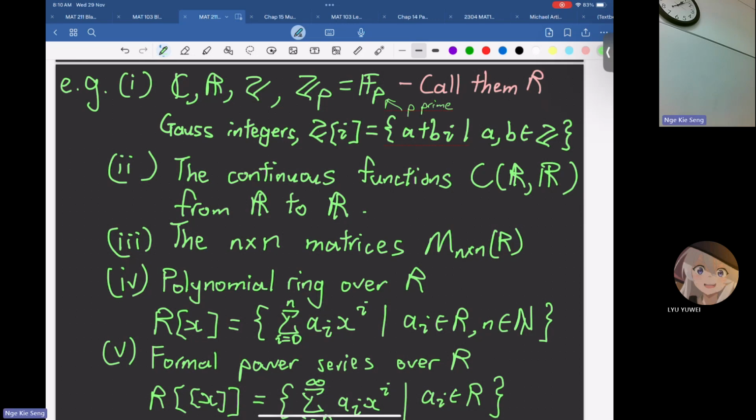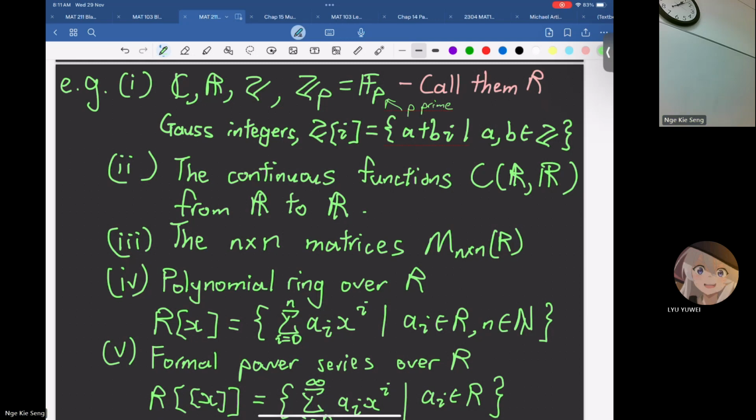Right, and then continuous functions also form a ring. So what's the product structure on the continuous functions that gives a ring? Do you have any idea? What product structure, what multiplication can we put on continuous functions to form a ring? What can you try? No idea. Okay.